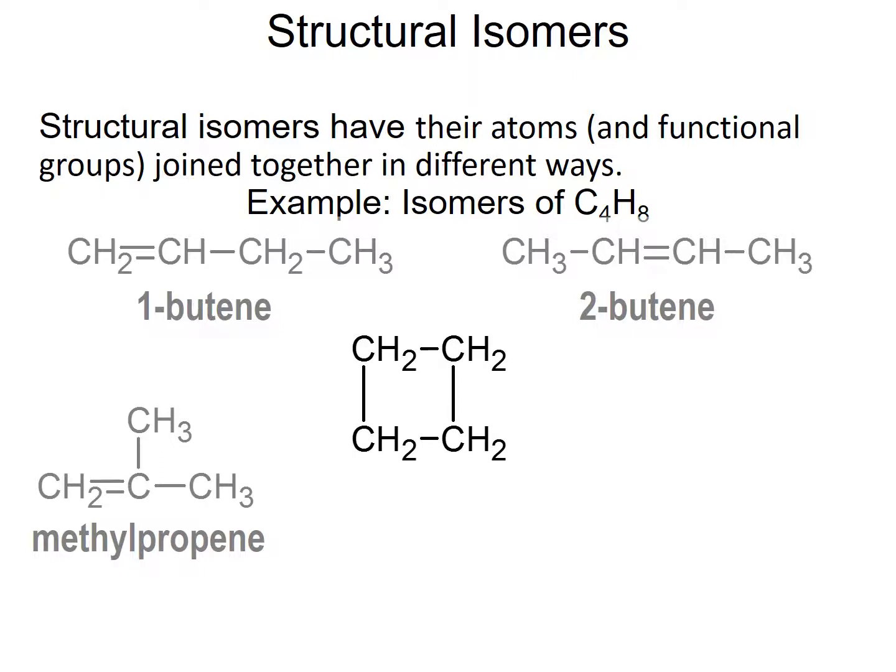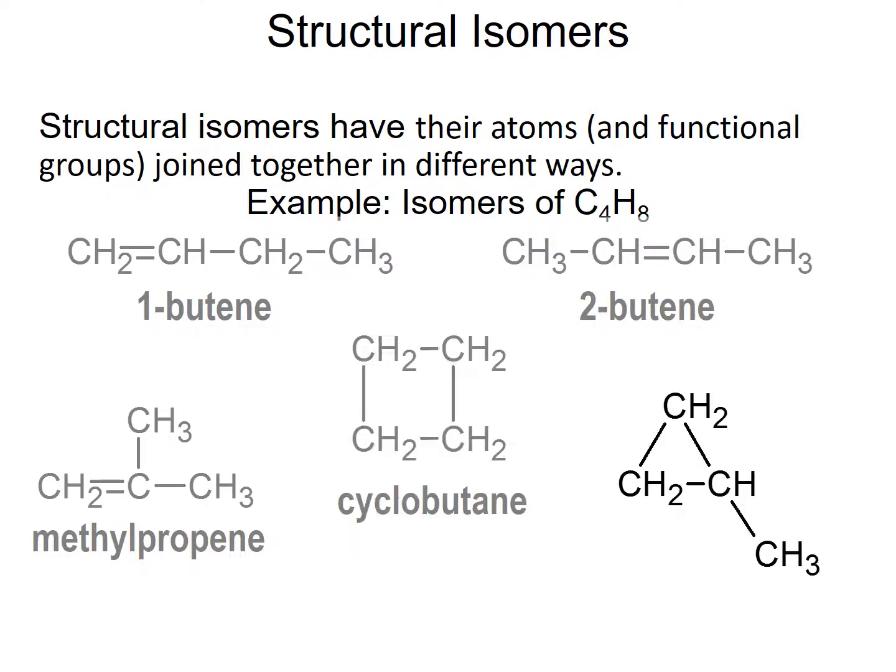Here is 4 carbons in a row, and believe it or not, it has the same formula, C4H8. This is cyclobutane. And we can even draw this structure. This is cyclopropane with a methyl group, so methyl cyclopropane. All 5 of these have the same formula, C4H8, but 5 different structures, so they're structural isomers.